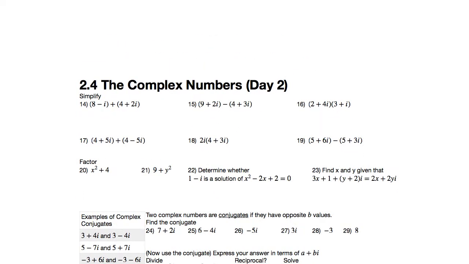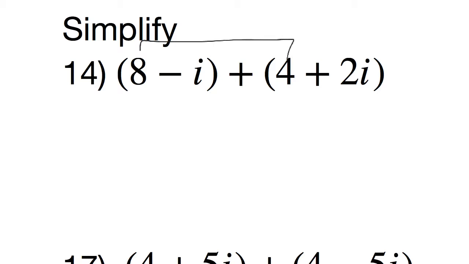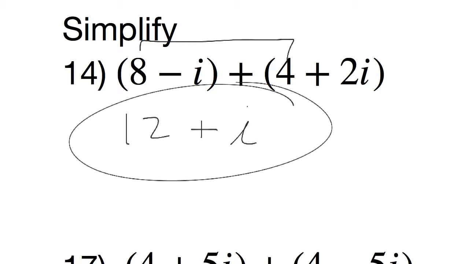So what we're looking at here in this first example is just really combining like terms, pretending like i is a variable. I know it's really a number, but you can just combine these two to get 12. And then negative 1 plus 2 is positive 1i. And there it is.